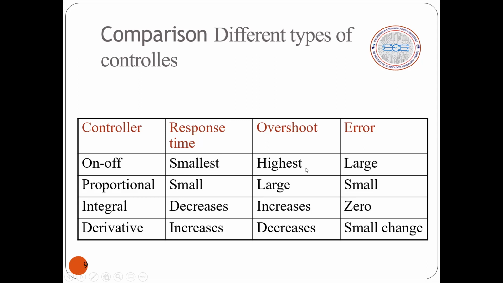Overshoot is highest. This is the drawback of the on-off control system. So we found that due to ripple, there are so many overshoot issues. It is highest, and obviously the steady state error is large.